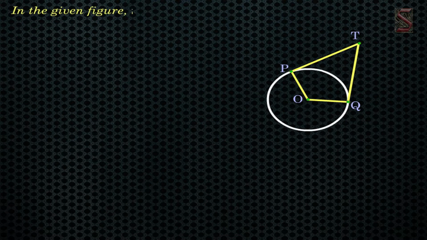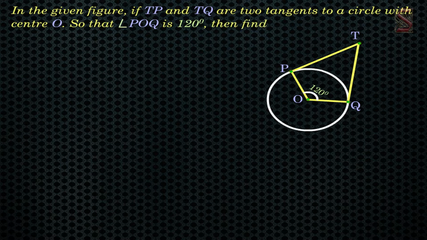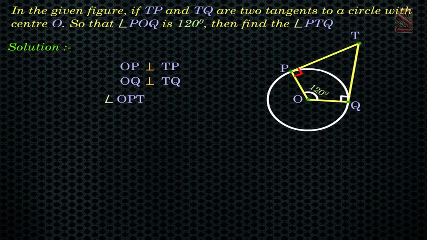In the given figure, if TP and TQ are two tangents to a circle with center O, so that angle POQ is 120 degrees, then find the angle PTQ. Solution. We are given TP and TQ are tangents to the circle with center O. So, the radii drawn to these tangents are perpendicular to the tangents. So, OP is perpendicular to TP and OQ is perpendicular to TQ. Thus, angle OPT is equal to 90 degrees and angle OQT is also equal to 90 degrees.